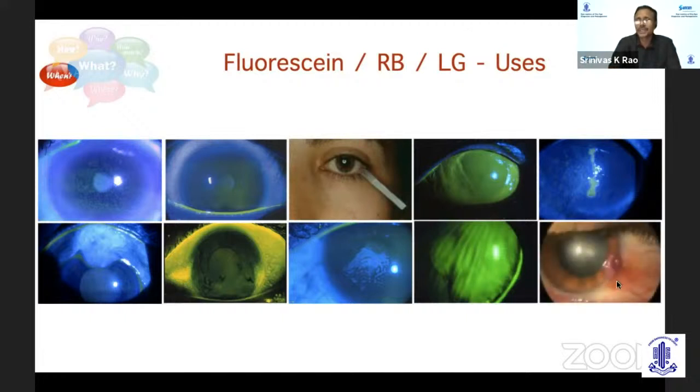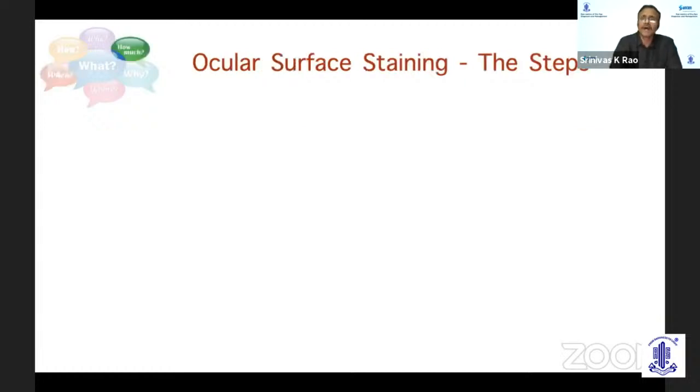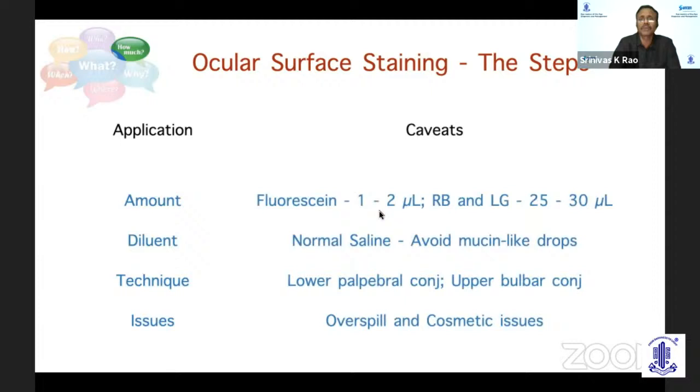You can also use these dyes to stain the surface of ocular surface tumors. How much of this dye do we use? Again, Professor Yokoi mentioned it. For fluorescein, we want a very small amount of 1 to 2 microliters. You can be more generous with the other two and use about 25 to 30 microliters. I'll explain why in the next slide.